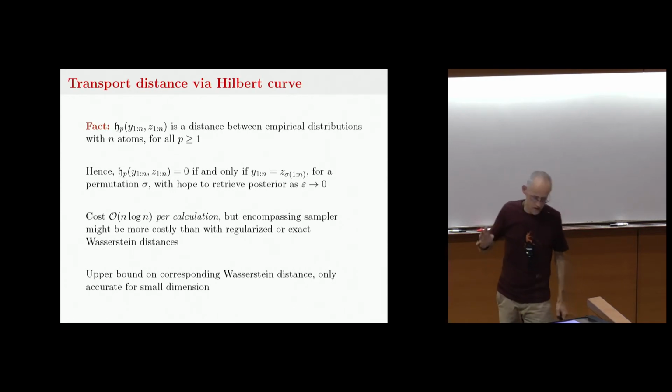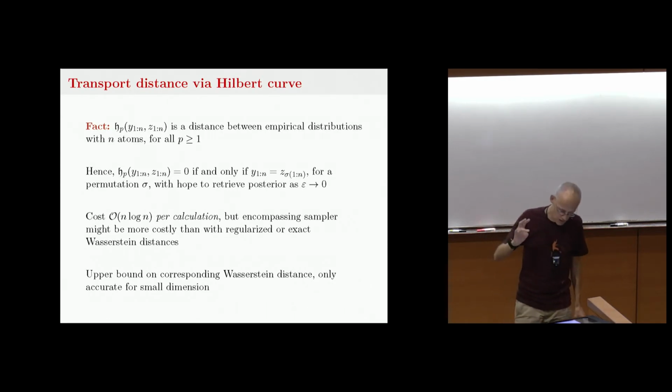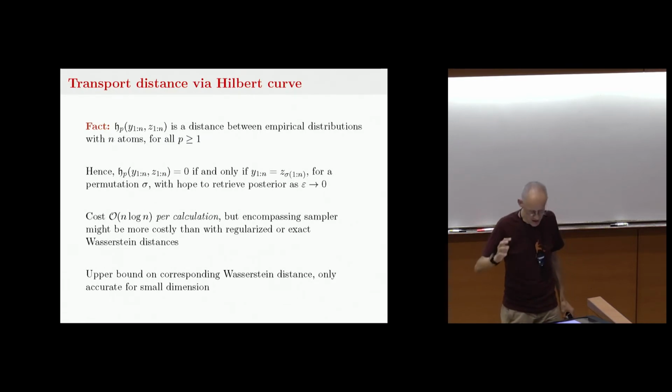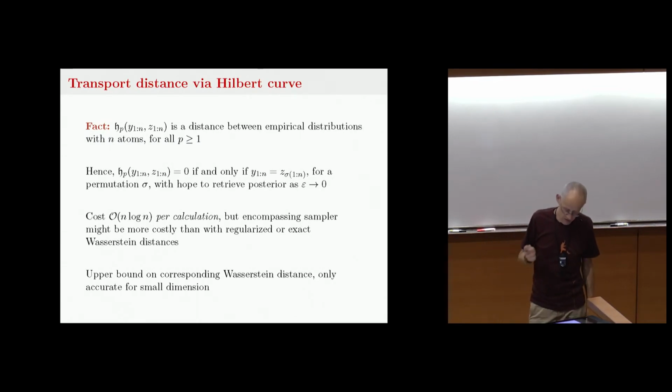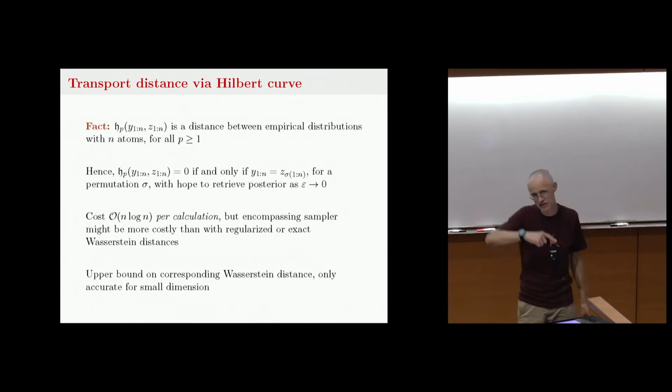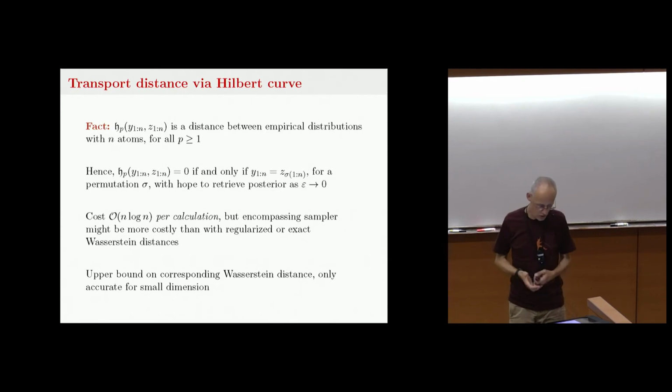Again, because it's a distance between empirical distributions, it has a computable version. The cost remains n log n. Surprisingly, the only construction that depends on the distance is the length, the construction of the curve itself. And it is 0 if the two samples are identical, but for a certain permutation. So that's an approximation that works.